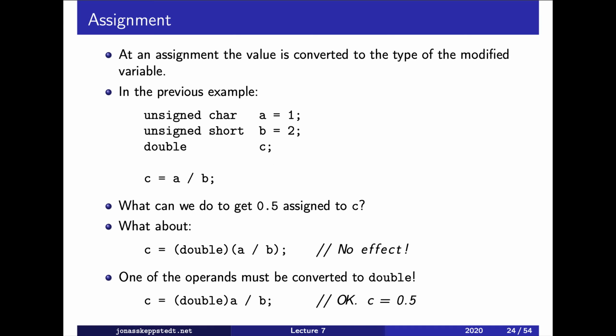If we are disappointed with getting 0 here, how should we do to get 0.5 instead? This doesn't work, since the evaluation is done before the cast. If we write the type like this, then we convert the expression to the right of it to a different type. It's called a cast. What we must do is convert one of the operands, and then it will work.